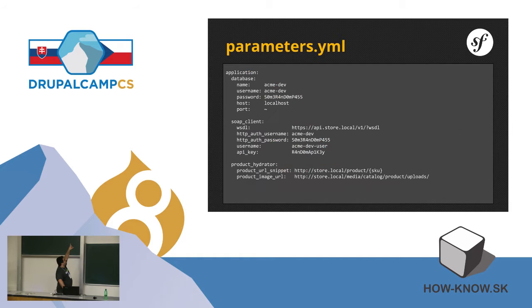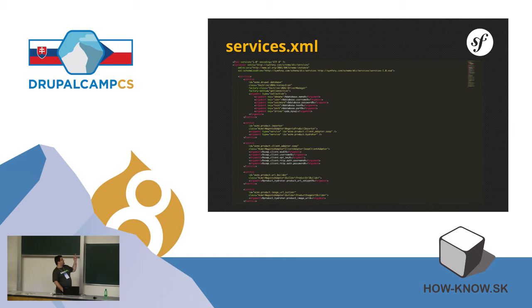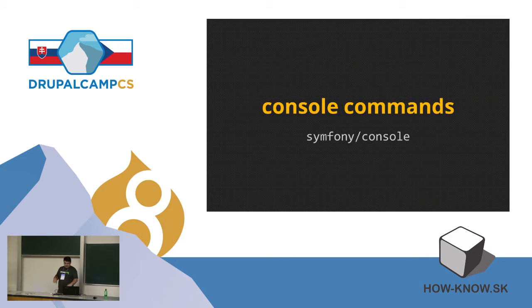Our parameters.yaml basically had database information, SOAP client, authorization information, and some product hydrator configuration. Services XML. Everybody loves XML. So the next component we used was console command. Console command is a component which gives you all the infrastructure you need to run command line commands from PHP.